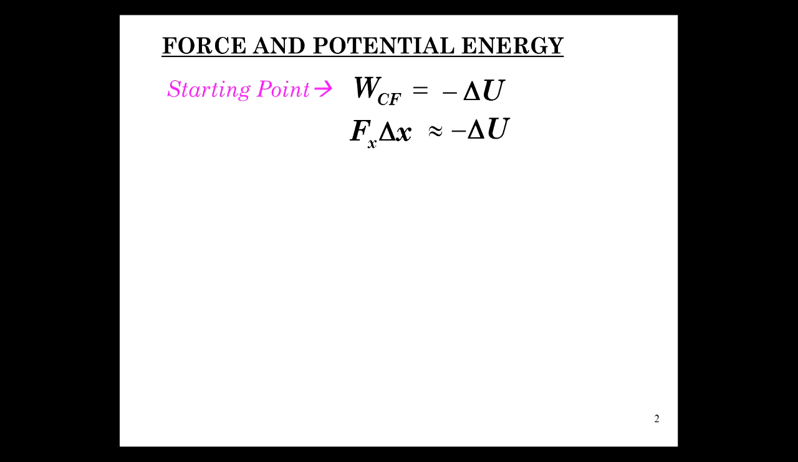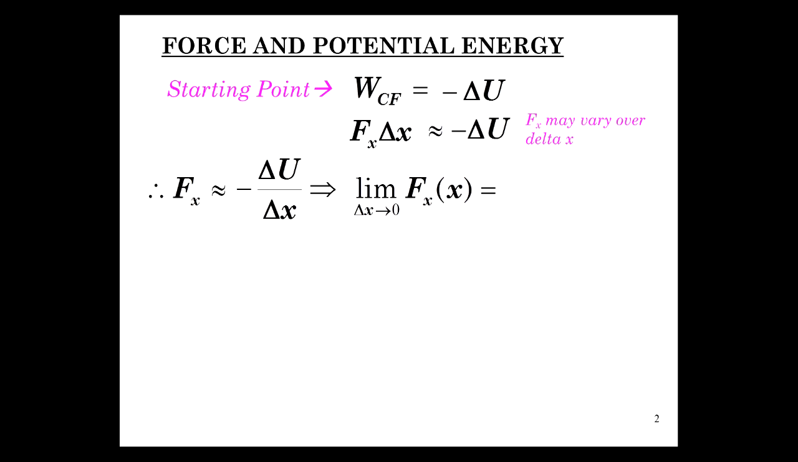That's approximately the negative change in U, simply because you should know that Fx could be changing over delta x. So we need to be a little more precise, and you know where that's going, don't you? That Fx is approximately equal to negative delta U over delta x, which again is now the form that you've already seen for this relationship. That's what I mean by being easy to get to.